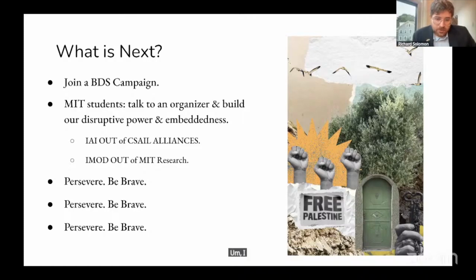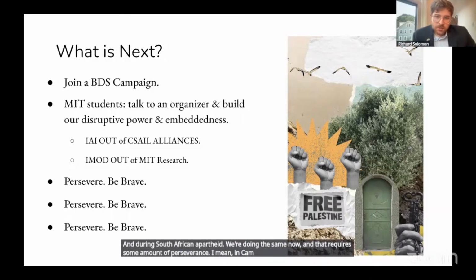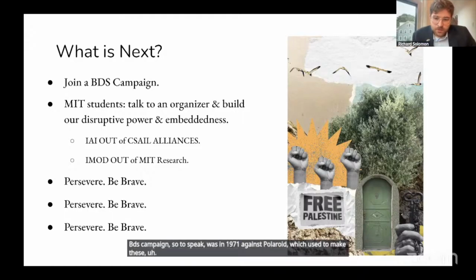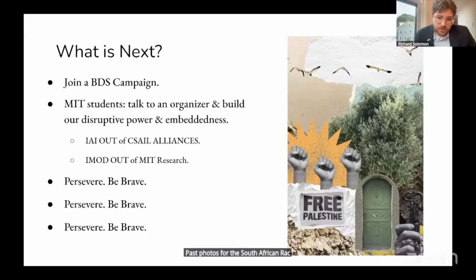I know it can feel somewhat overwhelming to see all the ways MIT is complicit. I know it's overwhelming for me. But just like the students in the 1930s who went against MIT rules and protested MIT's collaborations with Nazi Germany, in the same way they did that in the 1960s and 70s with Vietnam, and during South African apartheid, we're doing the same now, and that requires some amount of perseverance. I mean, in Cambridge, Massachusetts, I think the first BDS campaign, so to speak, was in 1971 against Polaroid, which used to make these pass photos for the South African racially segregated pass laws, right?